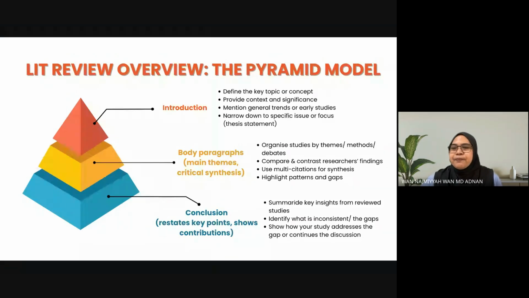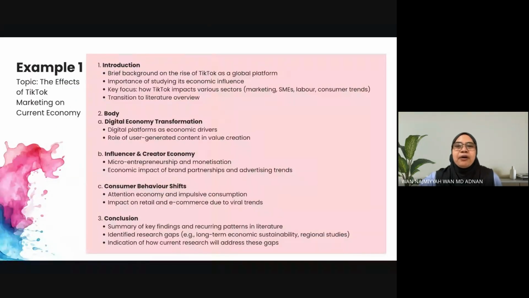So an example that I can show you of what a lit review section can look like is something like this. For example, your topic is on the effects of TikTok marketing on the current economy. Basically, you're going to look at how TikTok does in terms of marketing on the current economy that we're having right now.